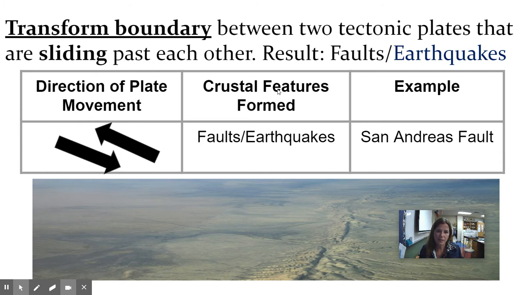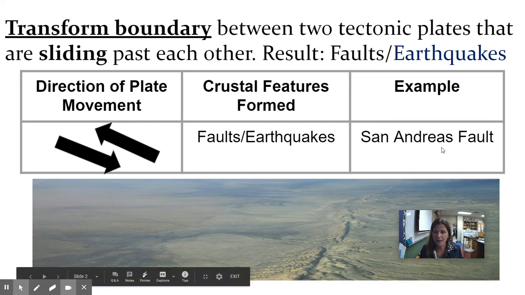The type of crustal features formed would be a fault. An example would be the San Andreas Fault in California. And this is an aerial view taken from the sky looking down at the San Andreas Fault.